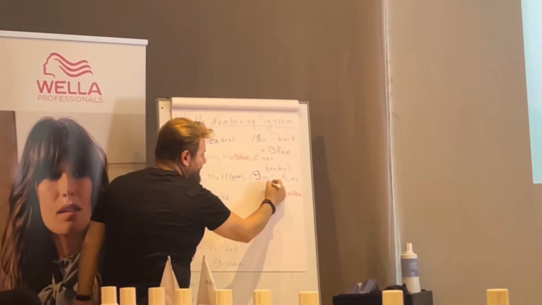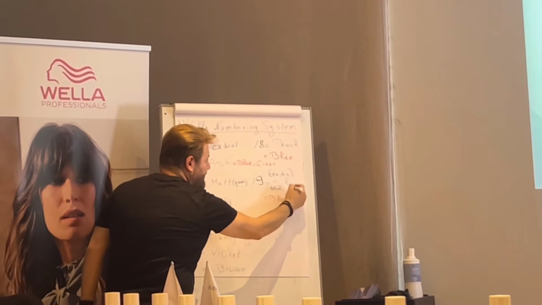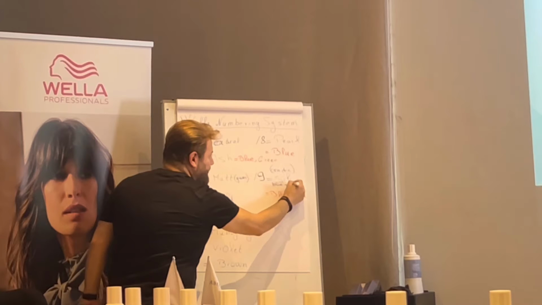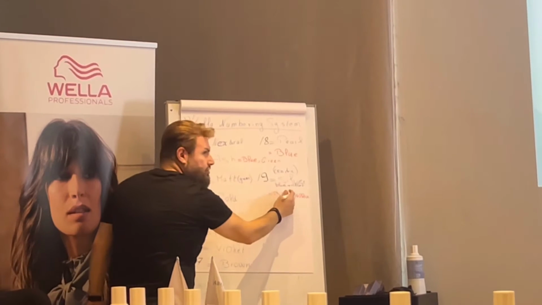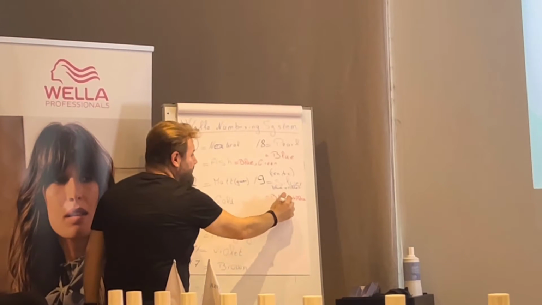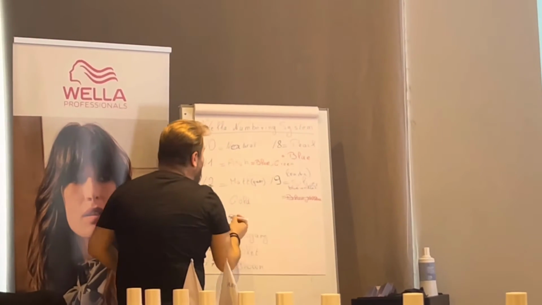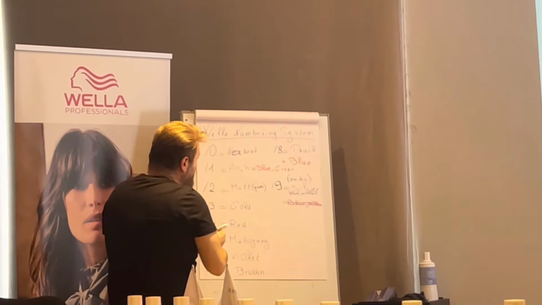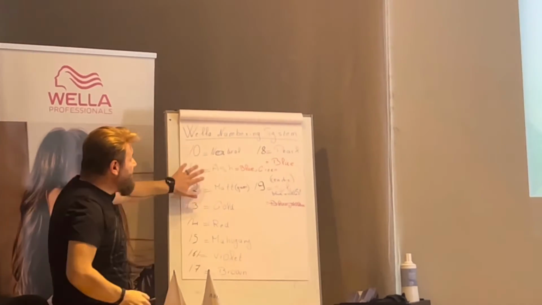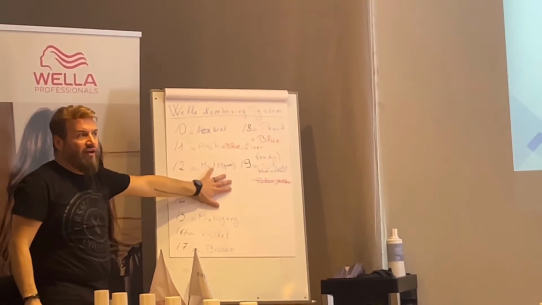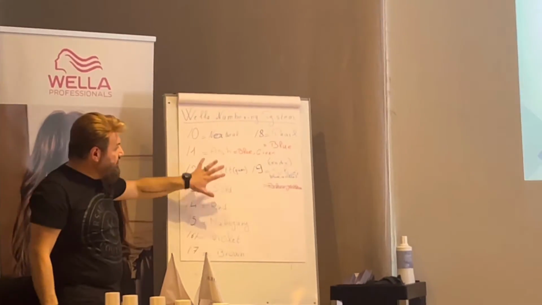The stroke here is a mixing of blue and violet. Blue plus violet. Okay, so here is blue and violet. Okay? So these are the numbering system of Wella, the shades.